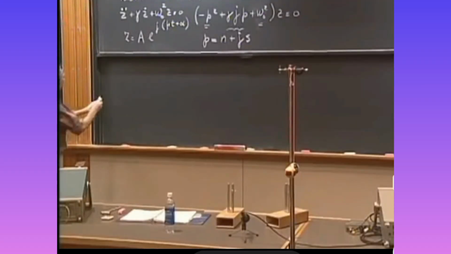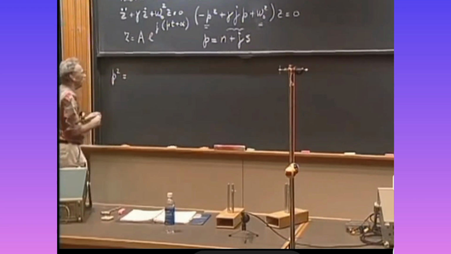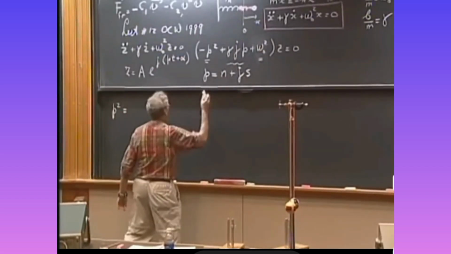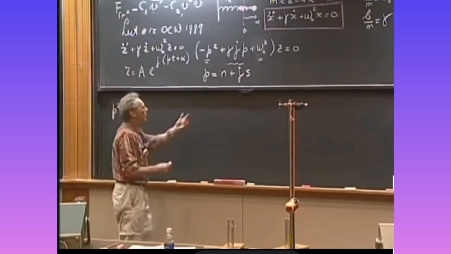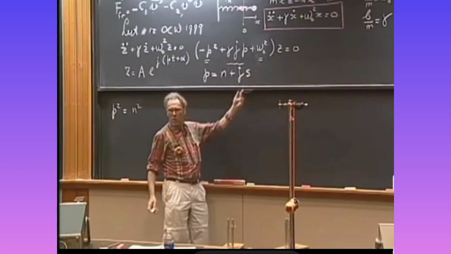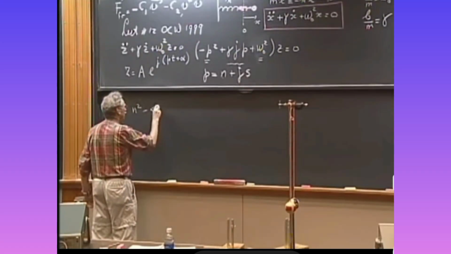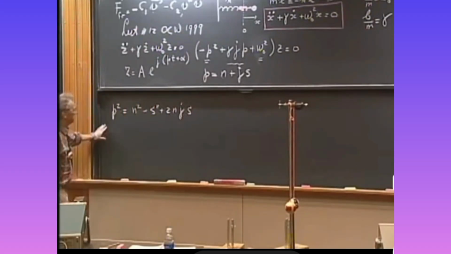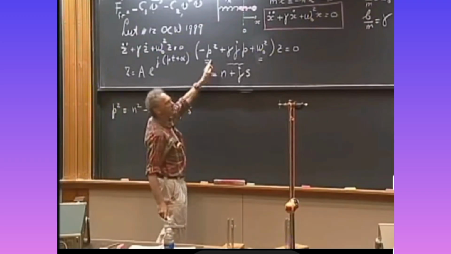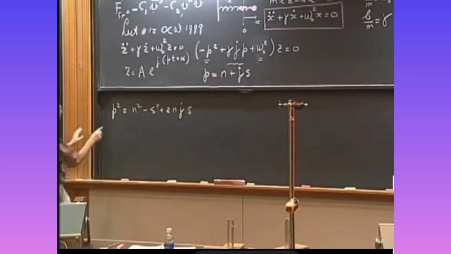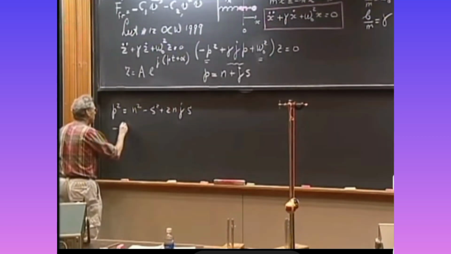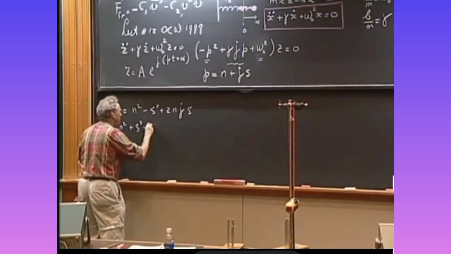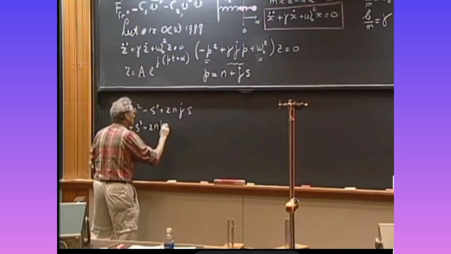So let's first calculate what p squared is. So we go slowly, so we don't get into trouble with the algebra. So p squared is n squared plus this one squared, the j squared is minus 1, so that is minus s squared, plus 2n times j times s. So now I can go back to this form and have minus p squared. So I get minus n squared plus s squared minus 2n j times s.